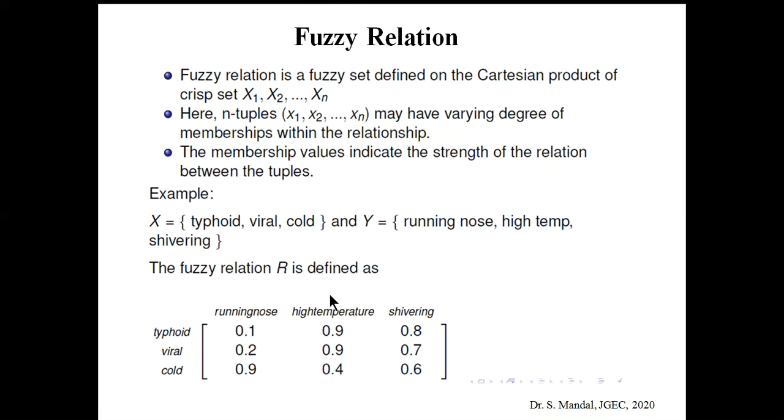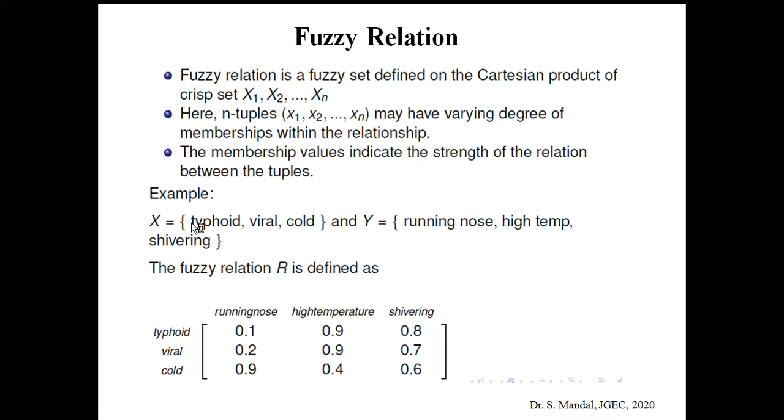So a fuzzy relation is a fuzzy set defined on the Cartesian product of crisp sets x1, x2, xn. Here the n-tuple x1, x2, xn may have varying degrees of membership with a different relationship, and the corresponding membership values denote the strength of the relationship between the tuples. Let's understand it with an example.